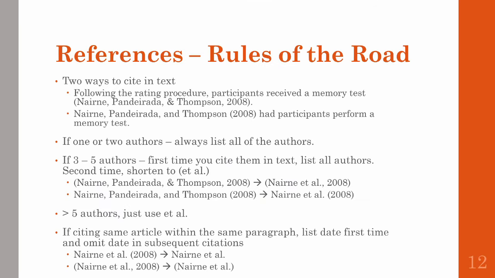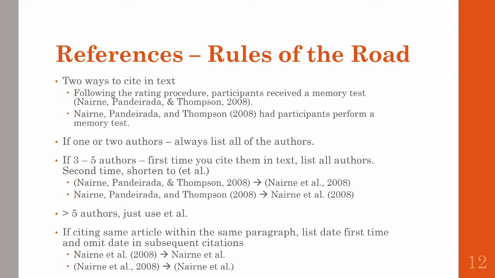Okay, the last thing I want to talk about is some specifics about how to format references. So when you cite something in text, there are two different ways you can do this. First, you can put the citation at the end of the sentence. So it would say, following the rating procedure, participants received a memory test. And then in parentheses, you would list the names of the authors, the last names, followed by a comma and then the publication date. Or you can put the citation at the beginning of the sentence.